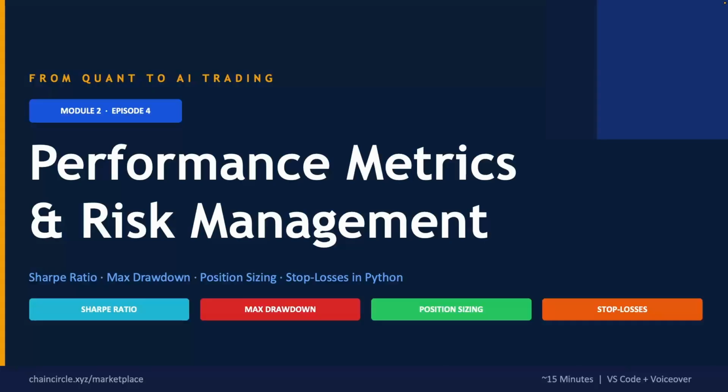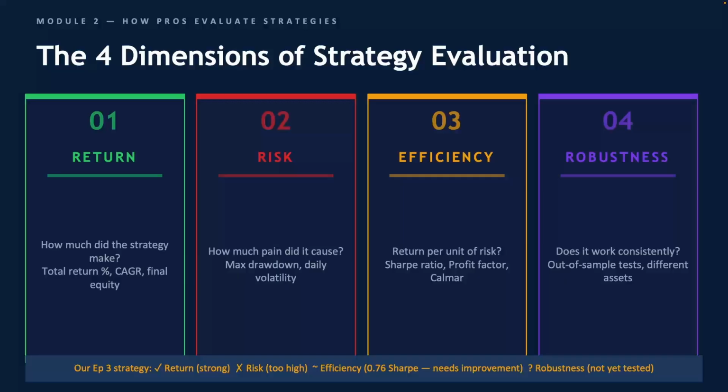We will go deep on the metrics that actually matter for a live strategy, the Sharpe ratio, max drawdown, and profit factor. And then we will implement position sizing and stop loss directly into Python to bring that drawdown down to a level you can actually trade.